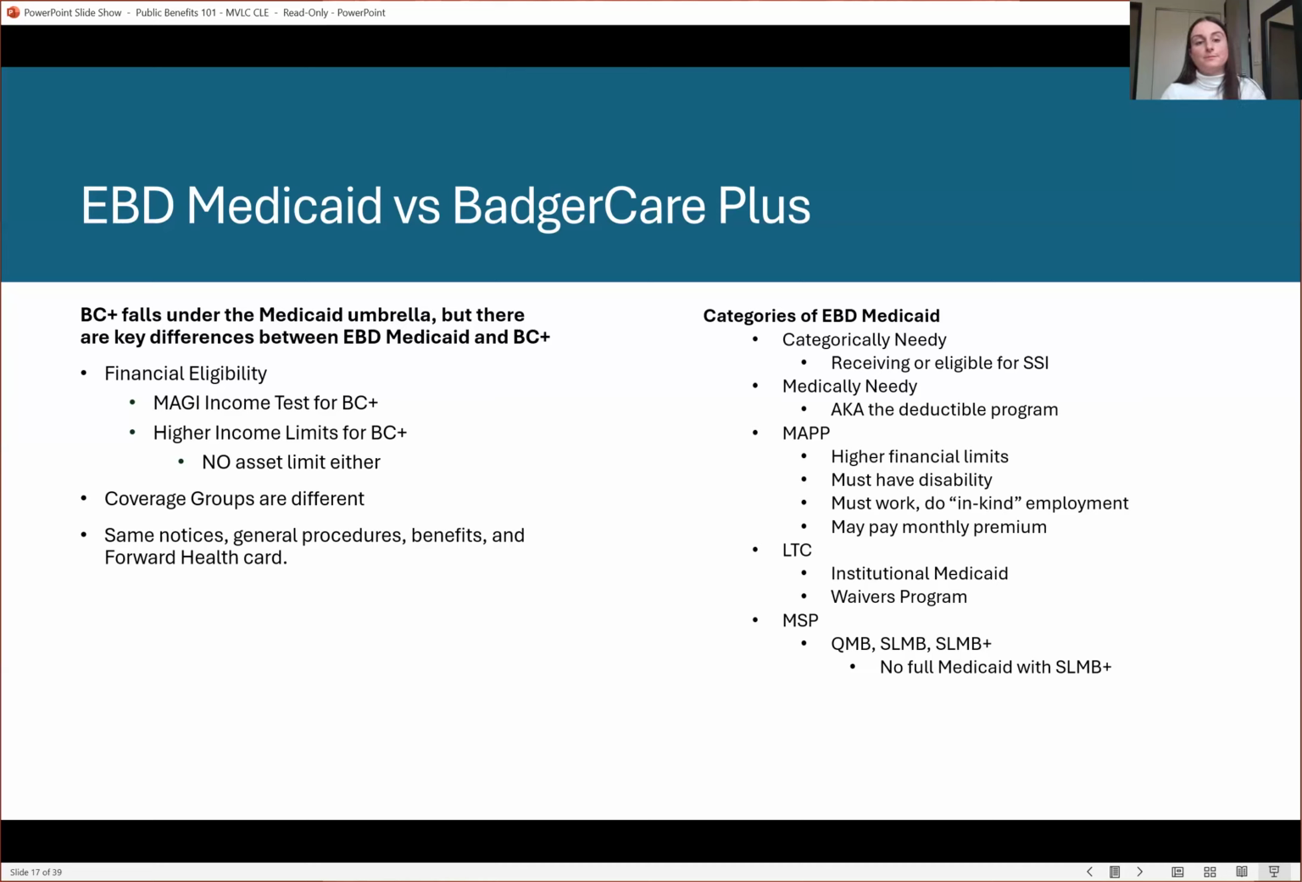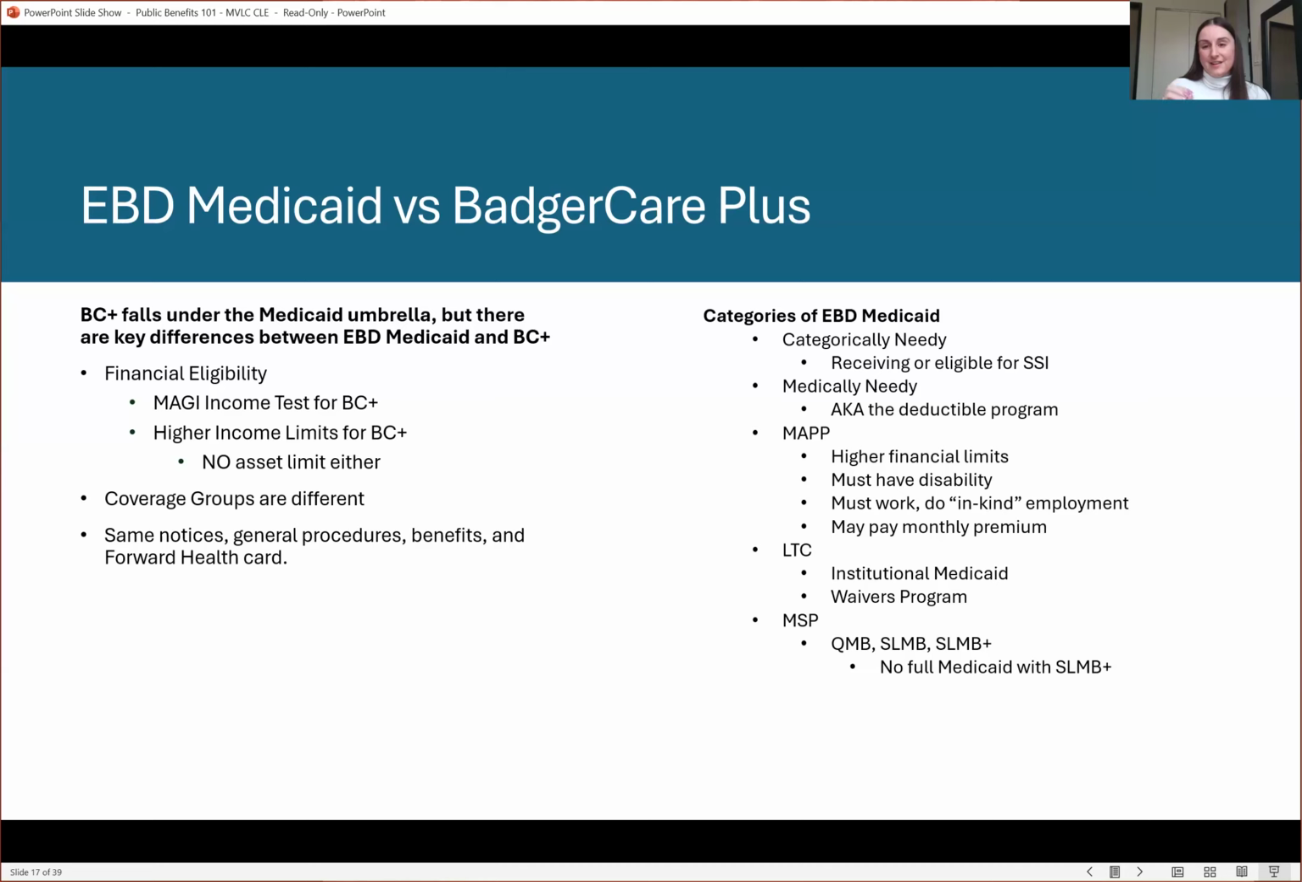The coverage groups are also different. One is EBD and the other has a bunch of different groups that are populations we'll get into very briefly. But they have the same notices, the same general procedures, the same benefits. They're both state health insurance programs. And you have the Forward Health Card.